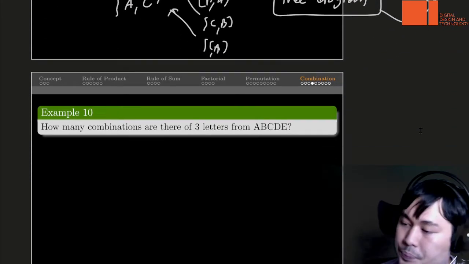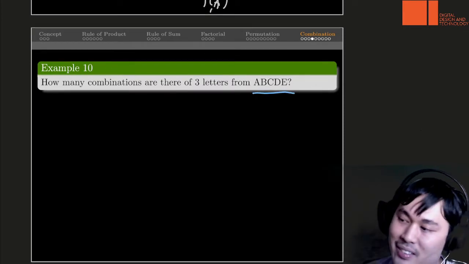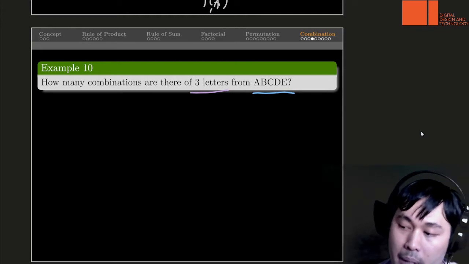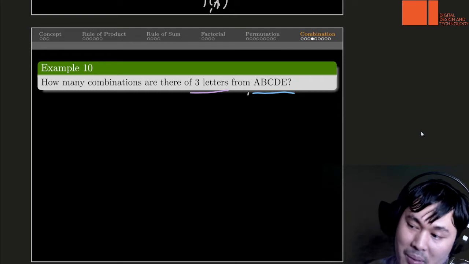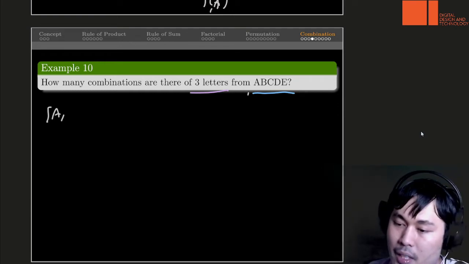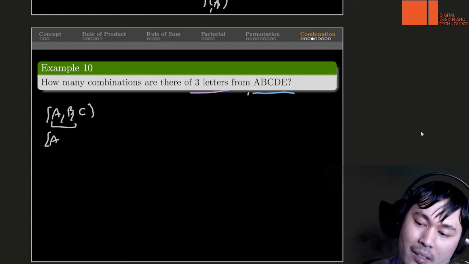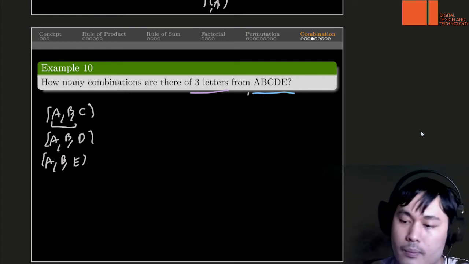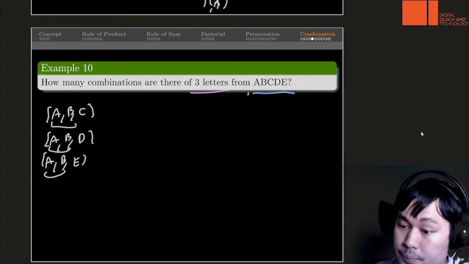Let's try another one. This is more difficult because now there are 5 letters and you are asked to find combinations of 3 letters. This is more difficult if you are not careful. Let's see, you can choose A, B, C, that's given. If you fix A and B, then we can change C to D, and we can change C to E. Now we have these 3 combinations with A and B.